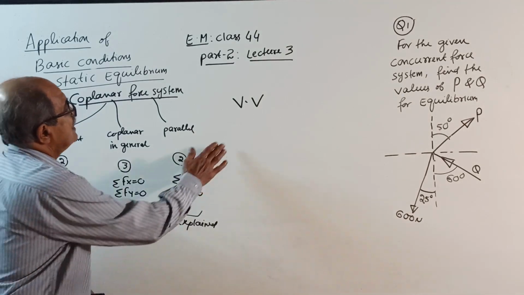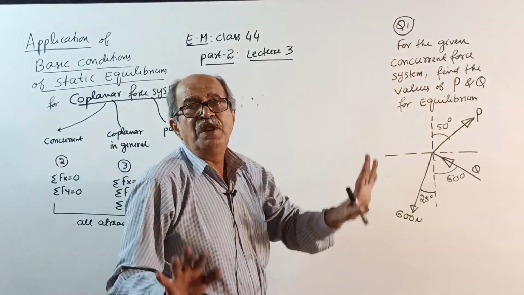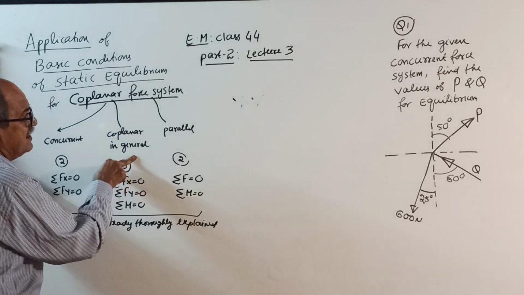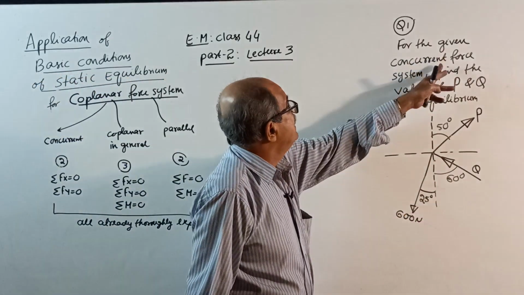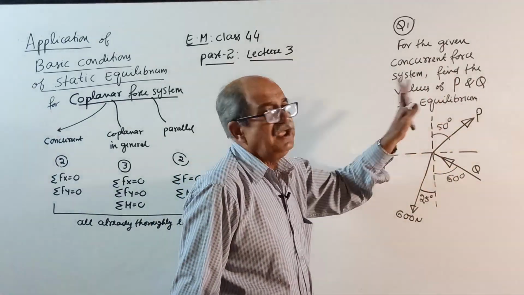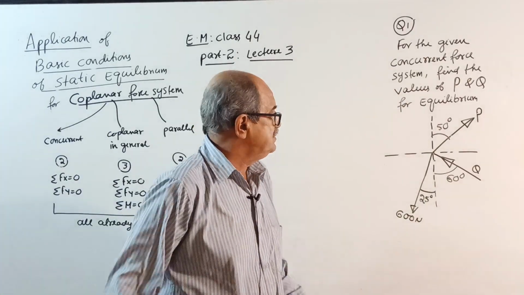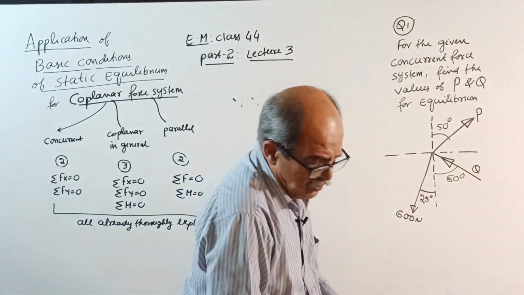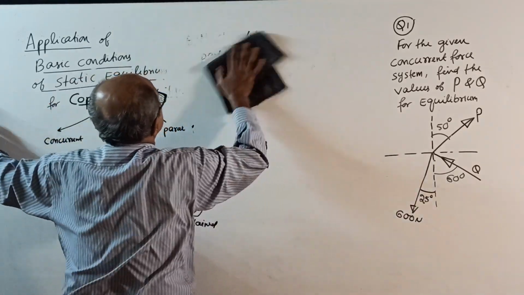Now, start. I write question number 1. I will go in order: first concurrent, then coplanar in general, then parallel. Question 1. Simple question. For the given concurrent force system, find the values of P and Q for equilibrium. Okay, make a note here. First you start solving, then I will tell the note. That is much better.